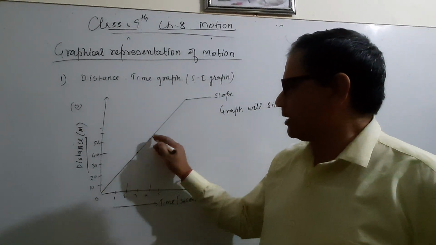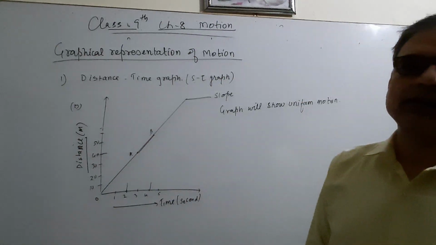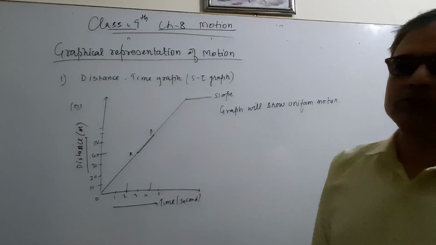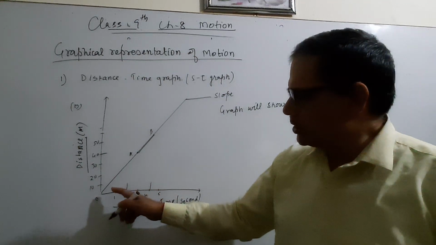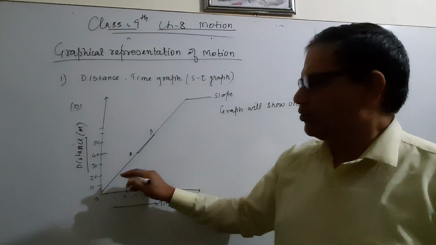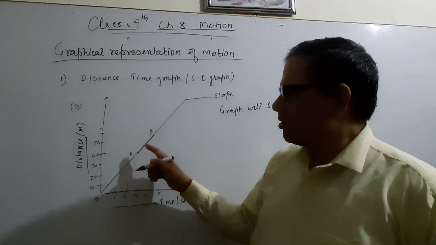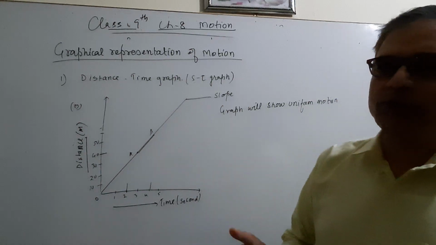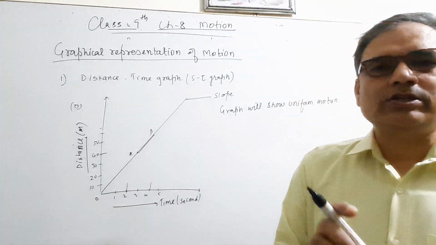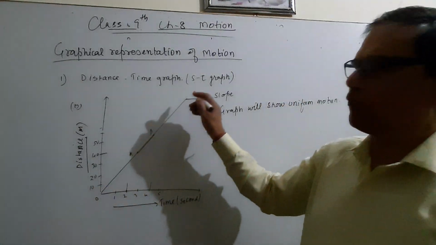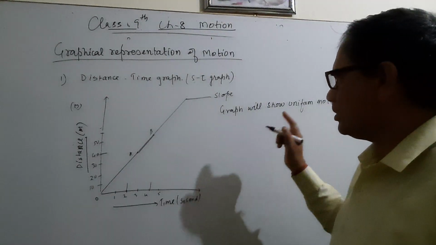If we take two points, one here and one here, A and B, AB represents the velocity, the speed, the motion of the object. But the motion is uniform. It means at every point on this graph the velocity, speed or motion is the same. Why? Because it does not change its speed. It means the change in velocity is 0. This straight slope indicates uniform motion, uniform speed or uniform velocity.